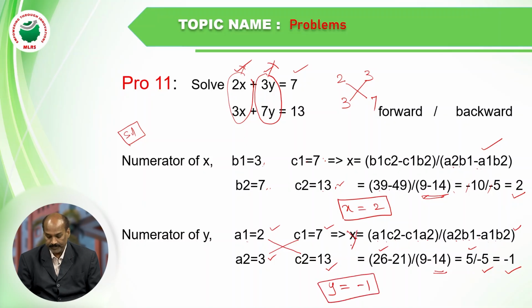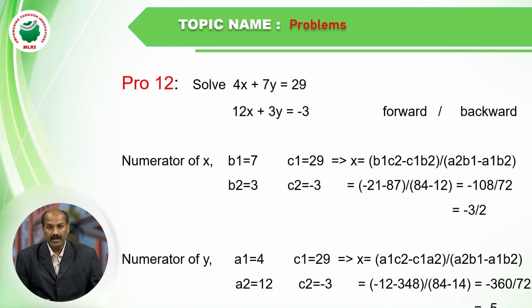And this is y. Okay. This is the y formula. This is x formula. So x value is minus 2 and y is minus 1. This is the solution to the given problem 11. Similarly, we do one more problem.